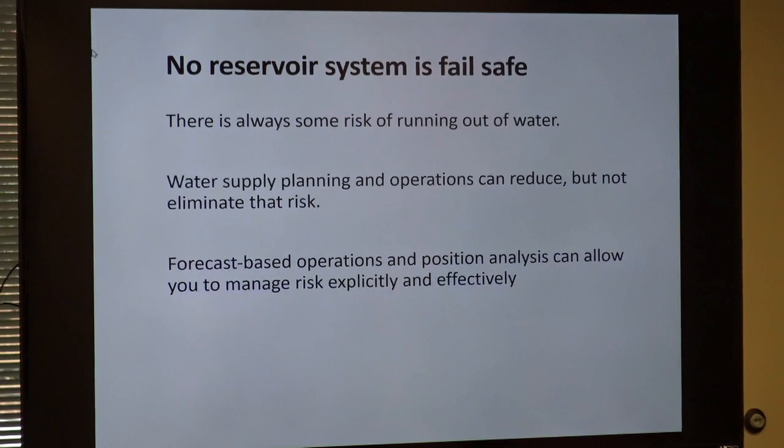Water supply planning and operation, this is where management and operation comes into play. They can reduce, but might not eliminate that risk completely. Many large operation systems in the US, such as New York City and New Jersey, have forecast-based operation, and they do use this OASIS model. Some people use Riverware. In fact, New Jersey also moved to OASIS now. They use forecast-based system operation, and then do positional analysis.